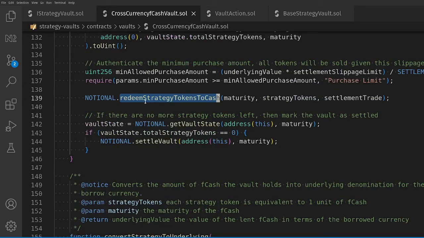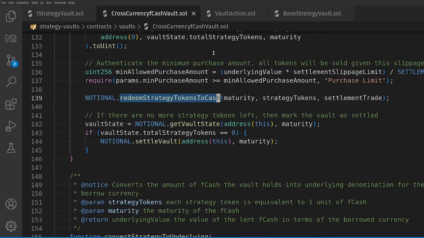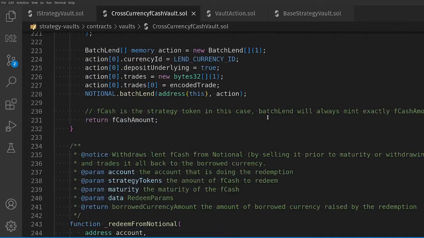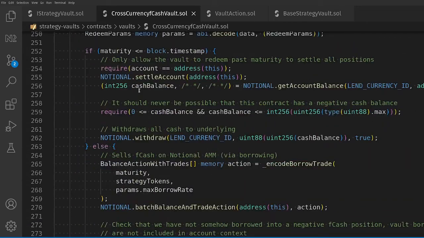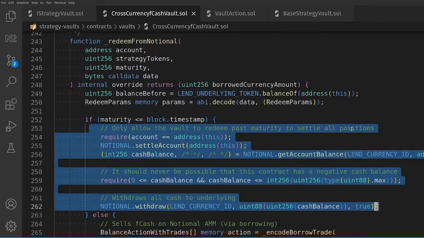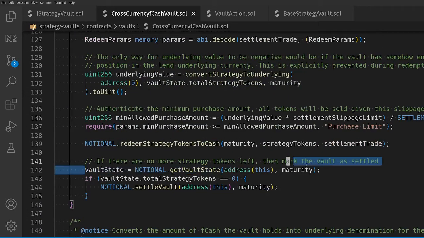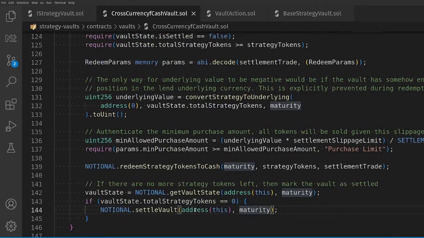So what this is in effect going to do is go to the vault action method here. When we go into redeem without debt repayment, that's going to come back through to this redeem from notional method, hit this if block, we'll withdraw all our funds straight to USDC, and when we exit this settlement here, we should have updated our vault states with the total number of strategy tokens remaining. If the total number of strategy tokens is 0, in this case, likely what we'll have done is sold all the strategy tokens back to USDC.